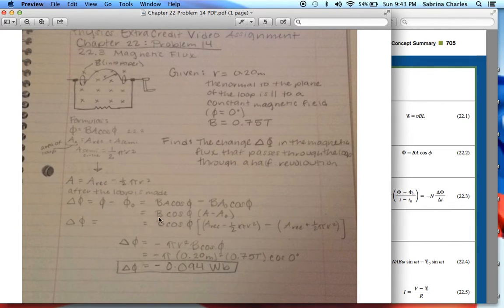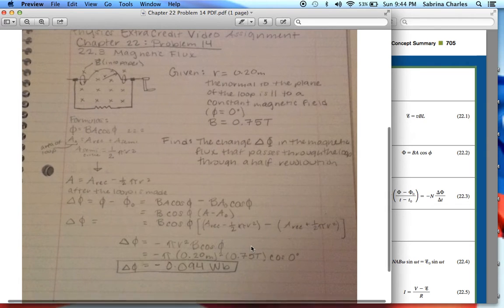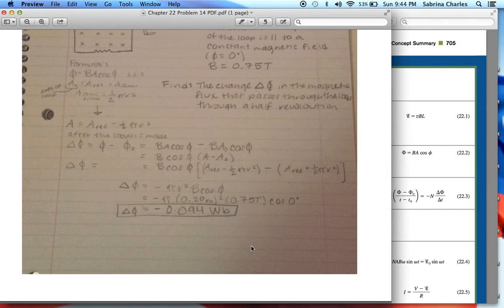If you manipulate the formula here, this is the result: B cosine phi times (A minus A initial). We just manipulate it that way to make it a little easier. And now we can substitute our areas. This is where the earlier formula becomes important. So we substitute those in, and that results in this simpler formula, negative pi r squared B cosine phi. So we can just plug in everything.